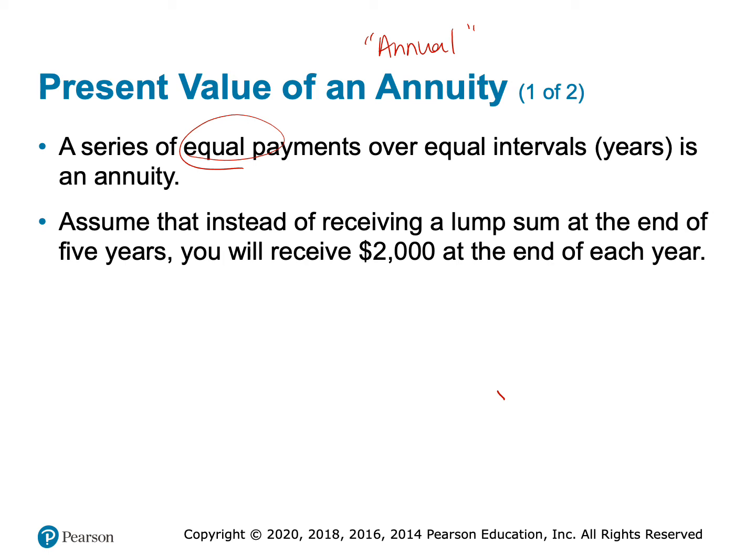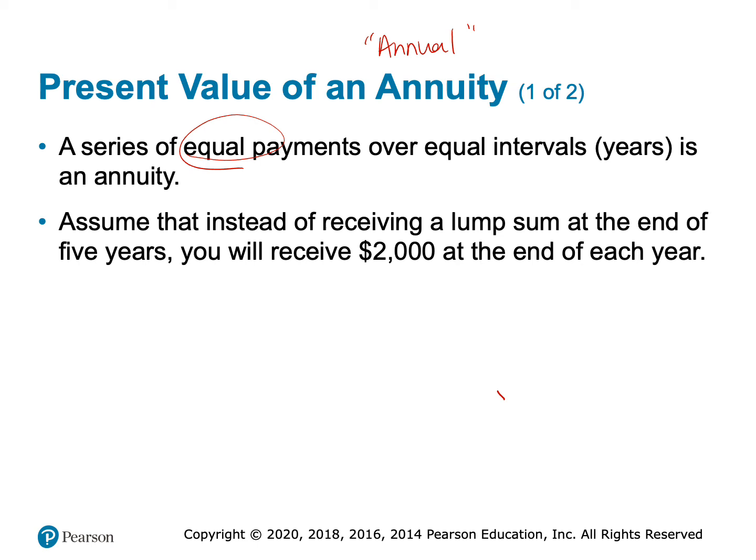Here we're told, assume that instead of receiving a lump sum, you're going to get $2,000 every year for 5 years. Go with that 6% interest rate. Again, we look at 6% across the top, 5 down, and find that factor. You'll notice that this factor is greater than 1. It should be approximately 4.212. All of the annuity factors except for year 1 are greater than 1. There's a reason for that. I won't go into it right now, but I can explain it later if you're really interested.